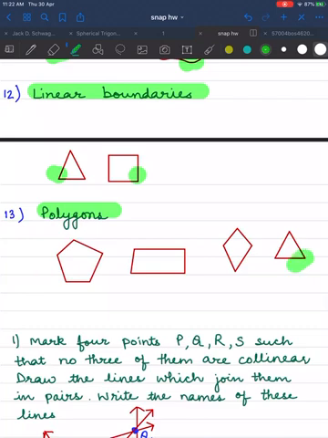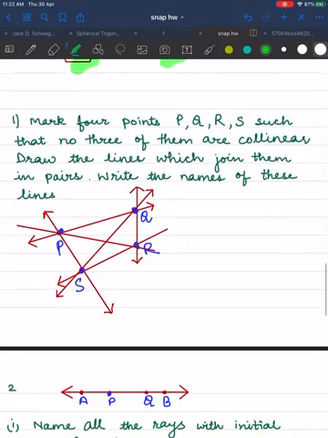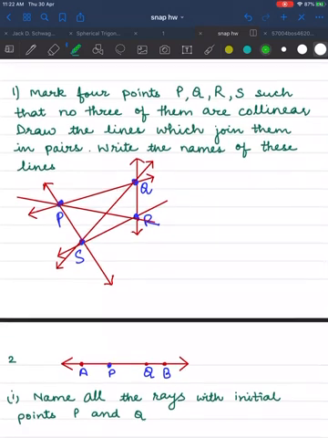Polygons. A simple closed figure having 3 or more line segments is called a polygon. If a polygon has 3 sides, it is called a triangle. If it has 4 sides, it is called a quadrilateral. If it has 5 sides, it is called a pentagon, etc.